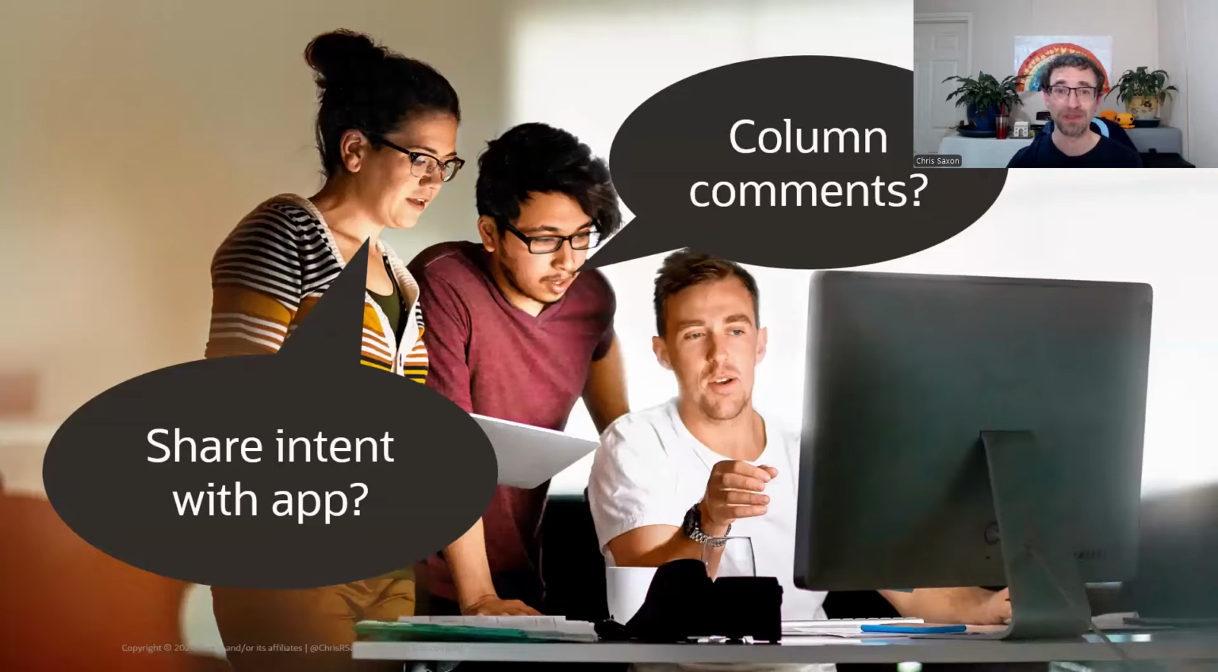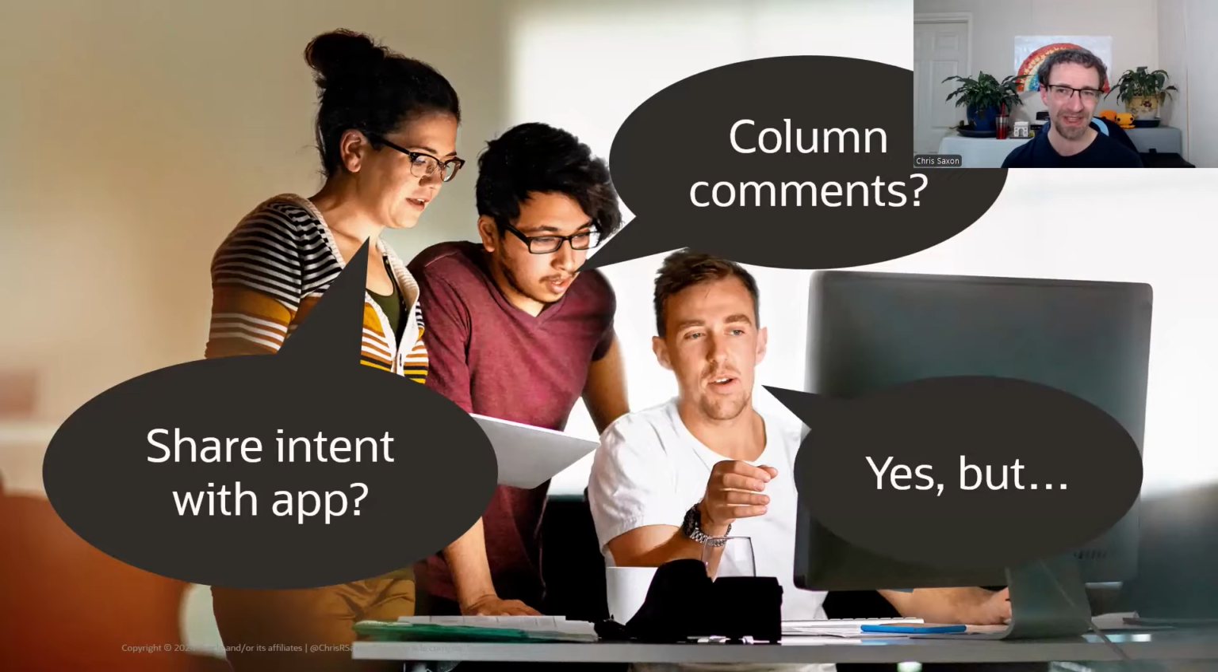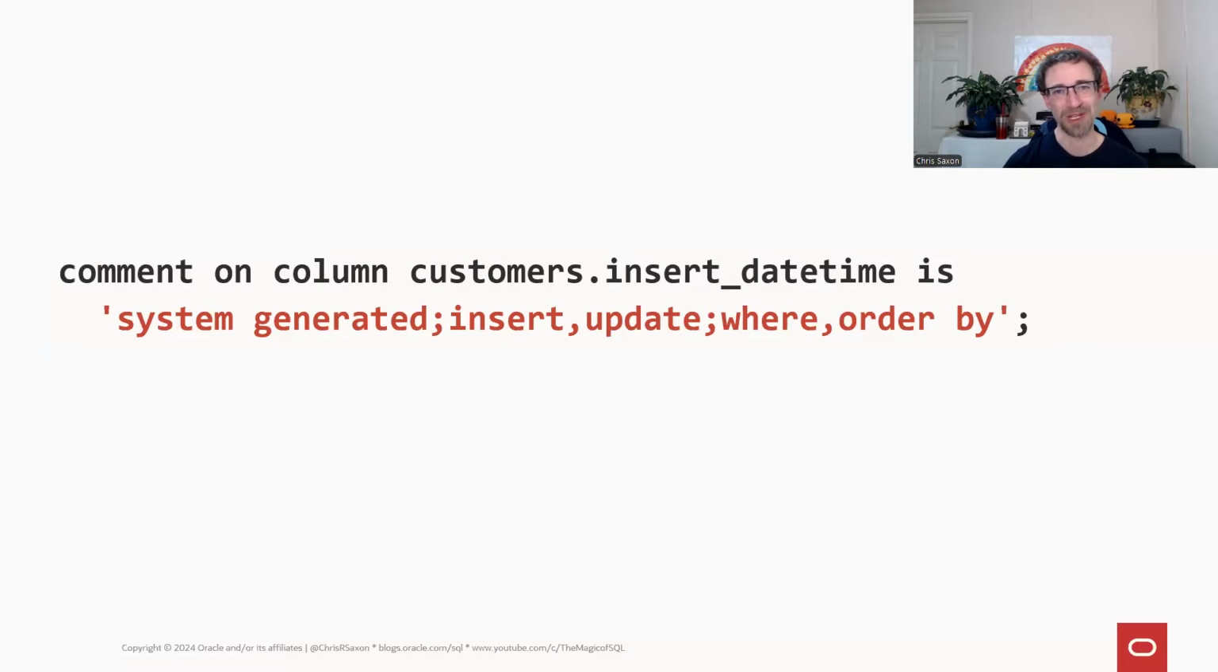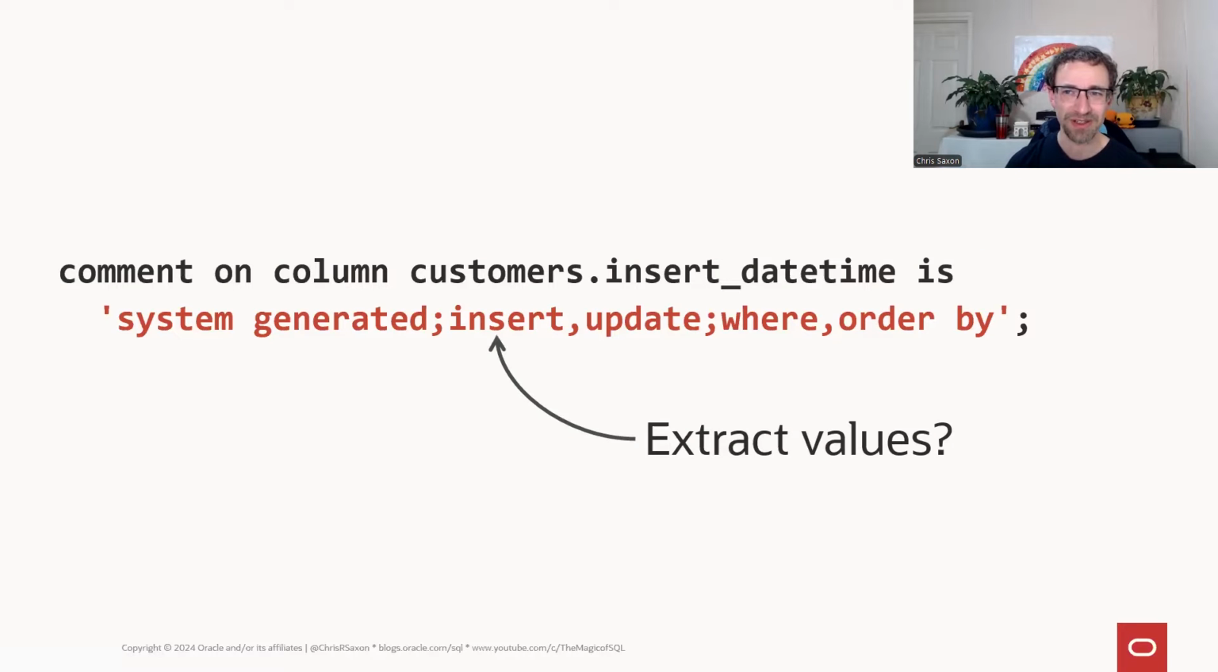And you can stick whatever you want in there to describe the value. And it's like, well, yeah, you can, but as I say, it's just one big long string. It's just one big long value. If we're trying to put our properties in here, we've got system generated, insert, update, where, order by, and so on. What does this mean, right? How do we extract the values? How do we turn this into something useful?